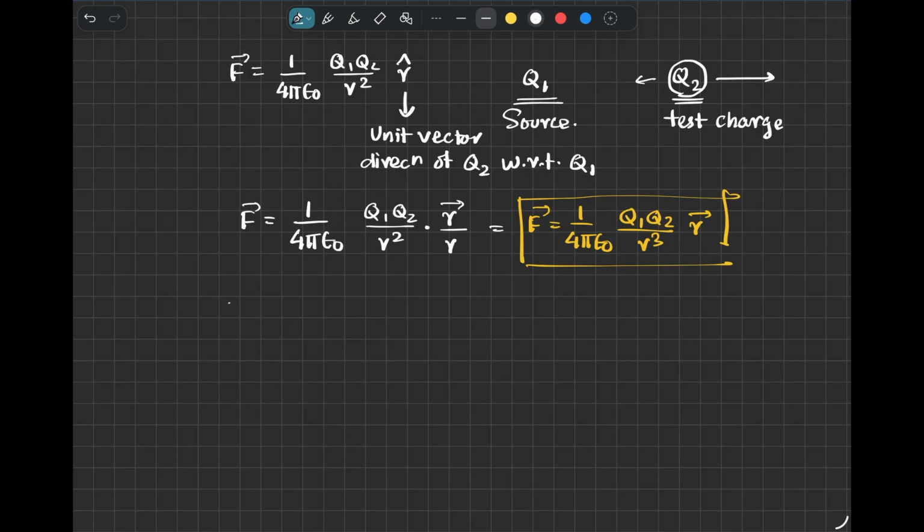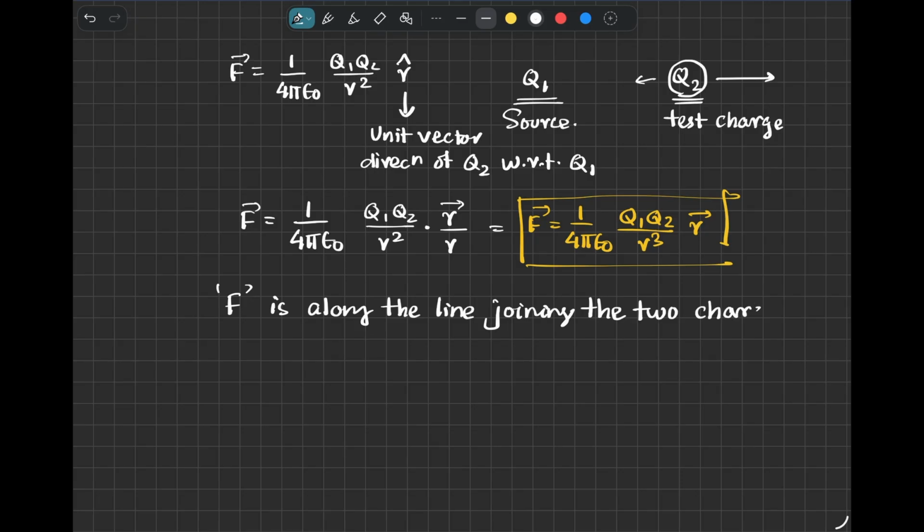This kind of force is always along the line joining the two charges, and we call this kind of force a central force. A central force is one where the force of interaction is always along the line joining the two charges. It doesn't matter what the signs are. So these kinds of forces are central forces.